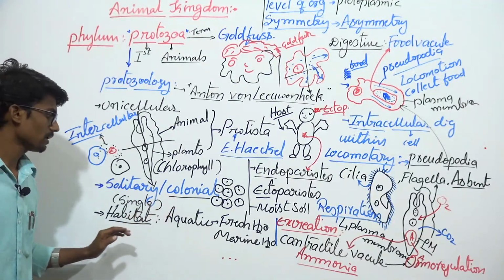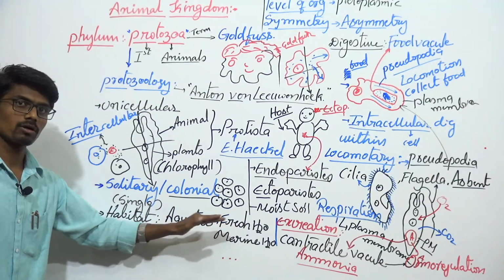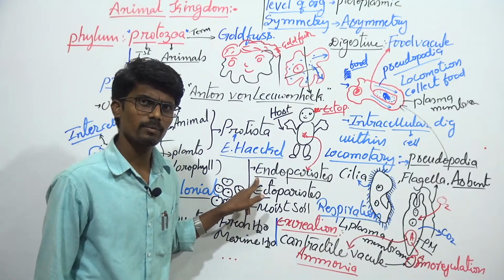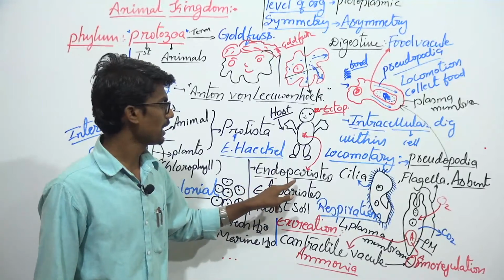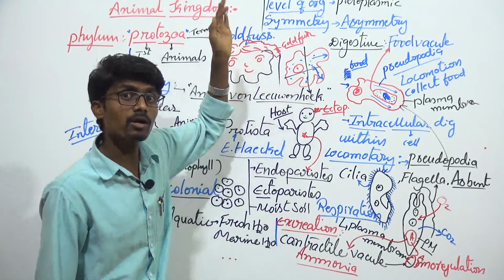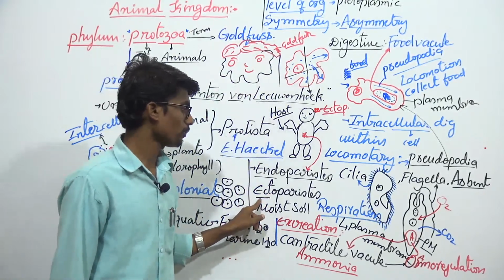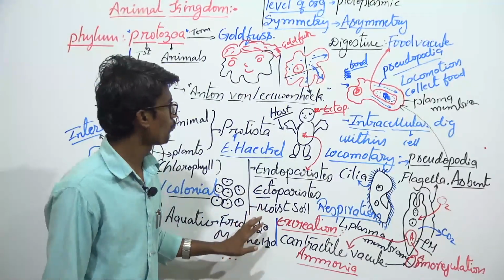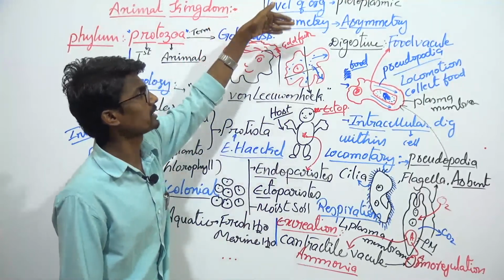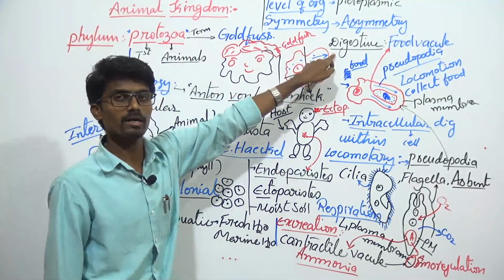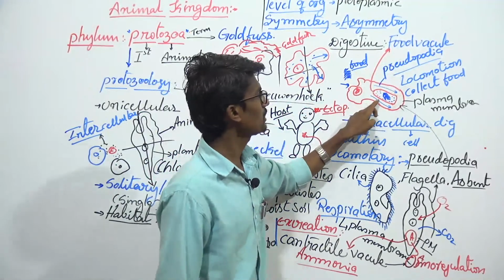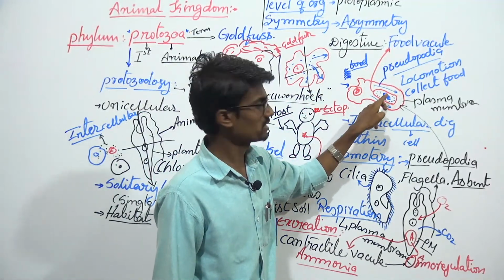Solitary, colonial. They are mainly found in fresh water and marine water. Some are endoparasites. Many of these protozoans are endoparasites. These are mainly living in the host. If they are living on the host, that is ectoparasites. Some are living in moist places. Later, you should go for level of organization and symmetry, and this is very important. The digestion of protozoa takes place by food vacuoles by releasing some proteolytic enzymes.